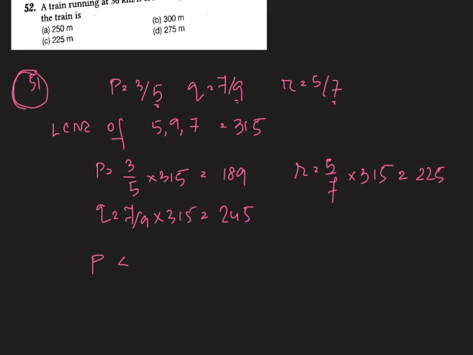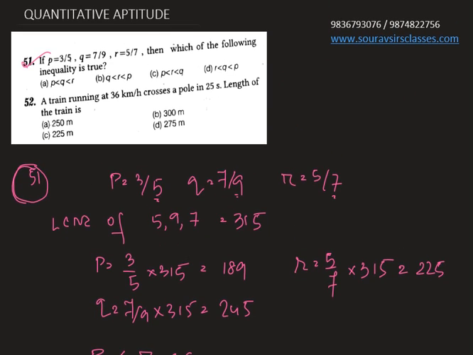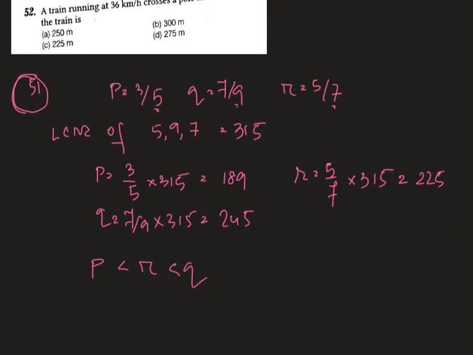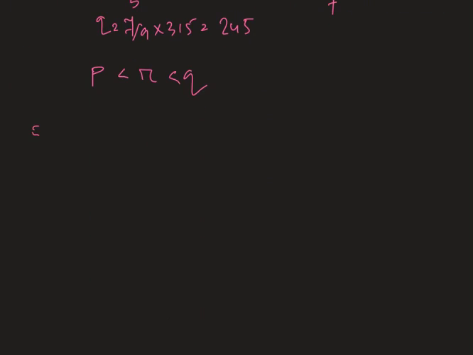The correct inequality is p is less than r, and r is less than q. Therefore the correct answer is option C. Now let's check the next question.